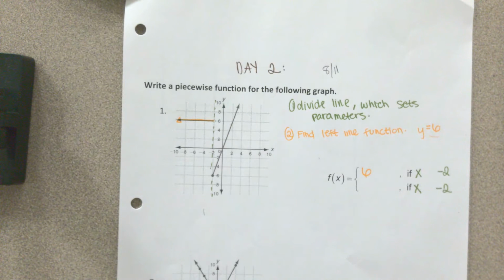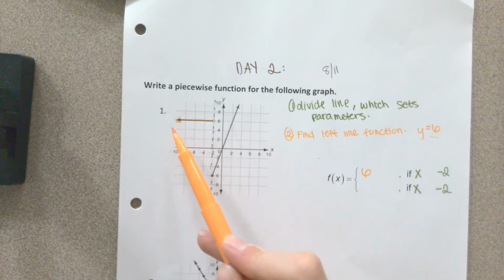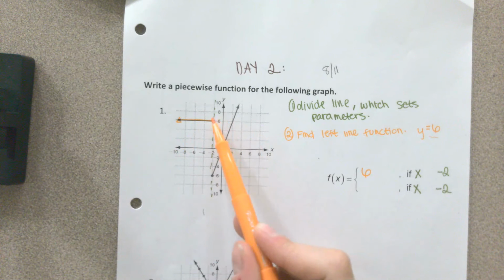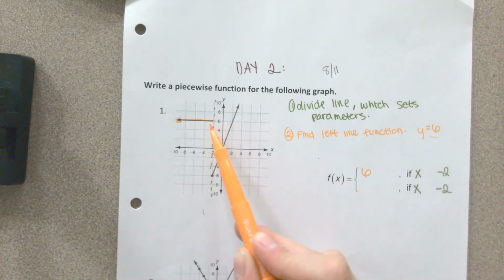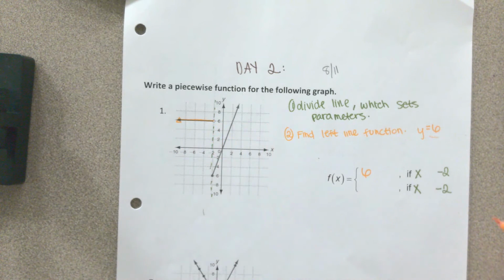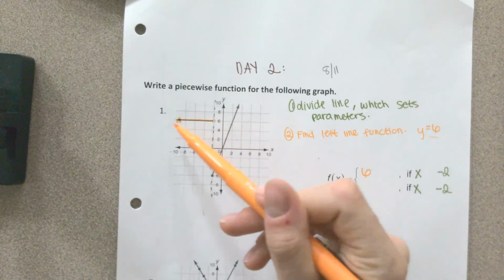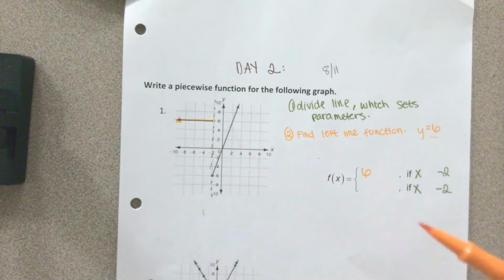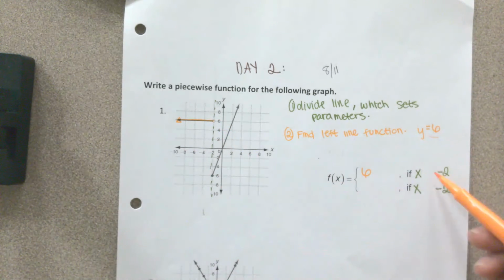The next thing I notice about this left-hand side graph is that I have an open circle at 6, right? Which means that my sign is going to not include equals to. And we are moving in the left direction, right? We're going more negative, which means that x is going to be less than -2.